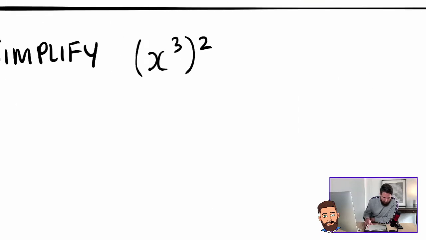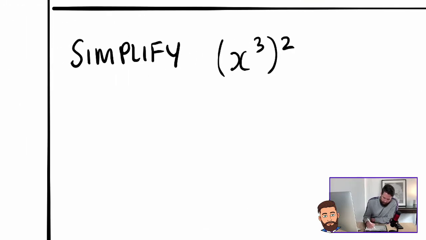Going down to the bottom left, here we've been asked to raise x cubed to the power 2. So we saw that when you raise a power to a power, the rule is to multiply. So this answer would simply be x, the base stays the same, to the power 6, because 3 times 2 is 6.